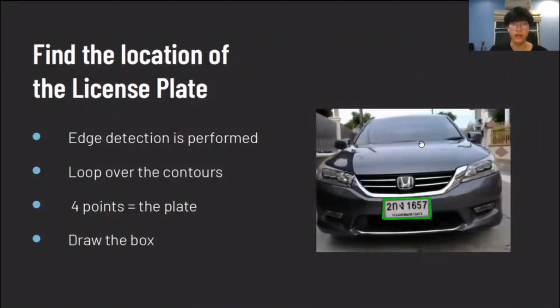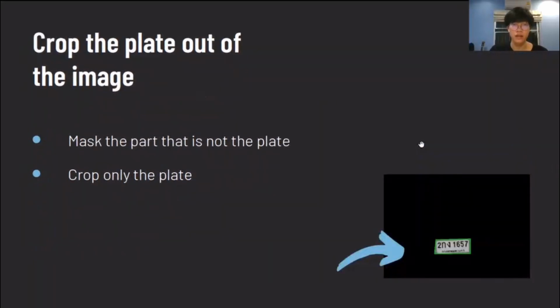Third, we need to find the exact location of the license plate from the entire image. Edge detection is performed on the preprocessed image using Canny. Then we find the contours in the edge image and keep only the largest ones. After that, we loop over the contours and find the one that has 4 points. We assume that the contour that has 4 points represents our plate, and then draw the box around the area of the plate. Next, we mask the part that is not the plate out and crop only the plate.